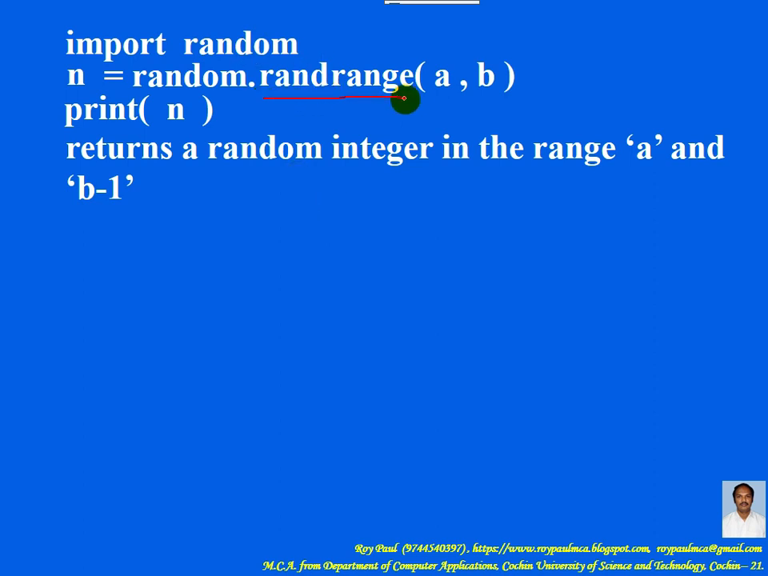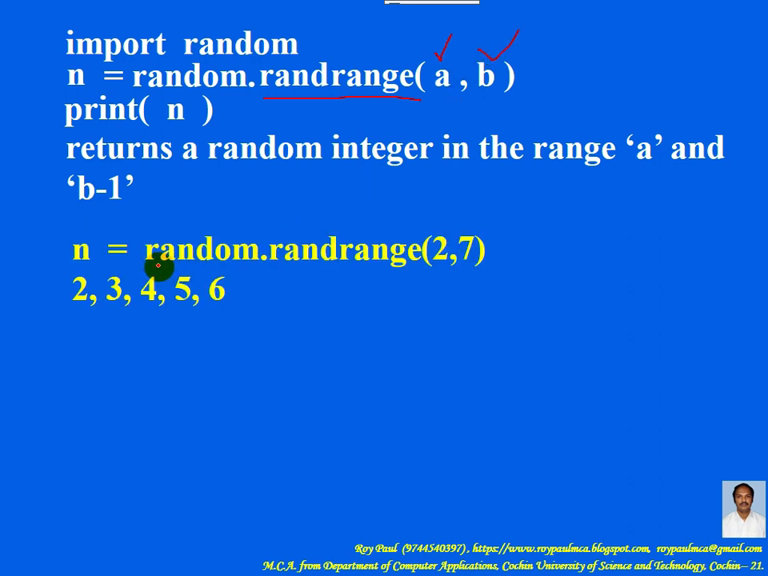Randrange function returns a random integer between a and b minus 1. Consider the statement random.randrange(2, 7). Your randrange function returns a random integer between 2 and 7 minus 1, 6. Hence, the possible outcomes are 2, 3, 4, 5, 6.